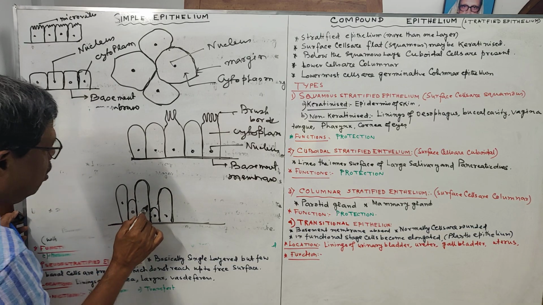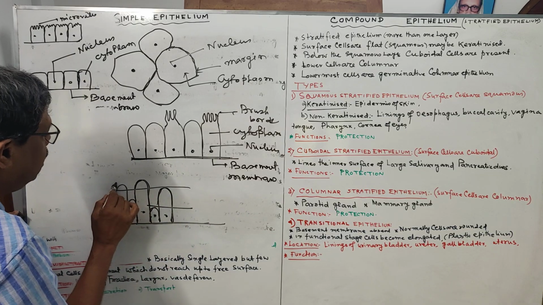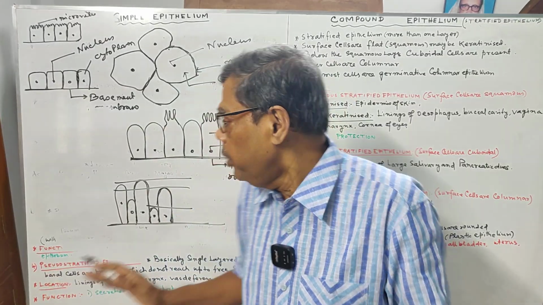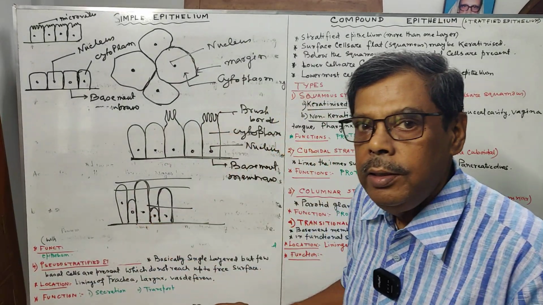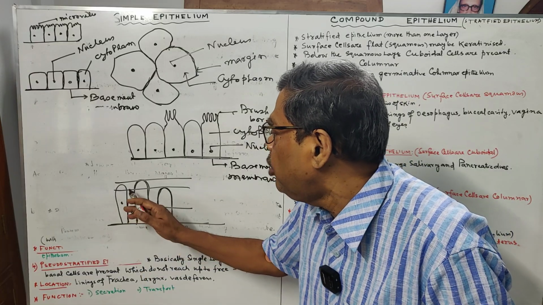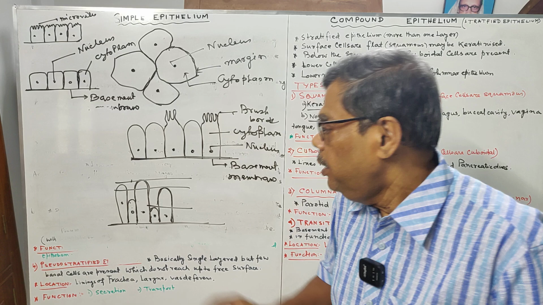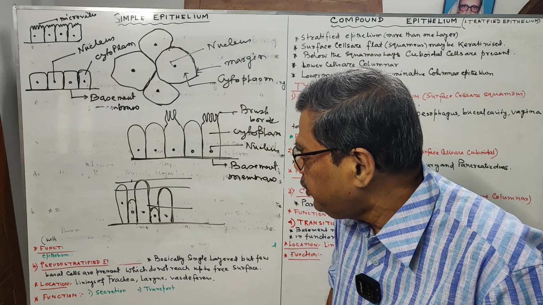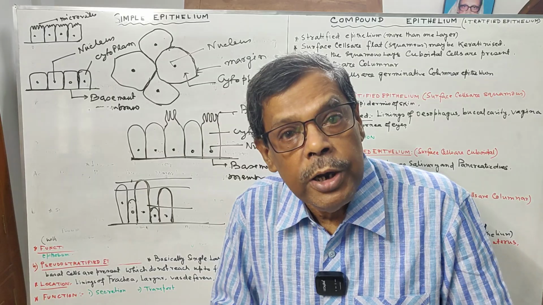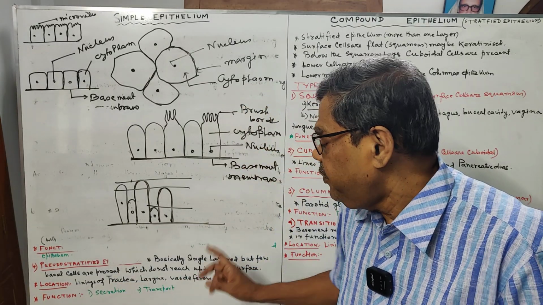So in this case one layer, in this case another layer, in this case another layer, three layers may be found. No, it is only one layer. These cells are very short and do not extend to the surface. It may be called pseudostratified. Next, where is it found? Location: it is found lining the trachea, larynx, vas deferens.